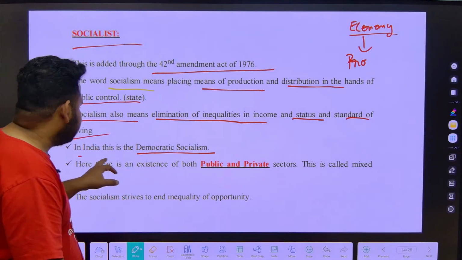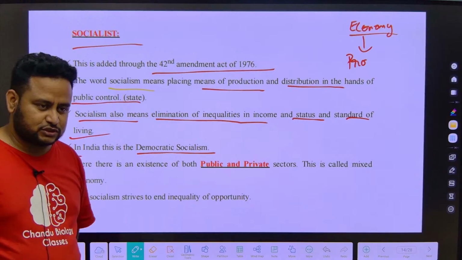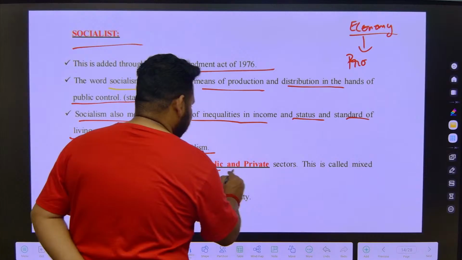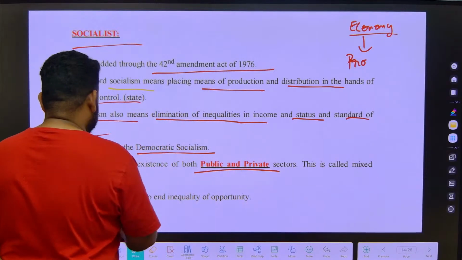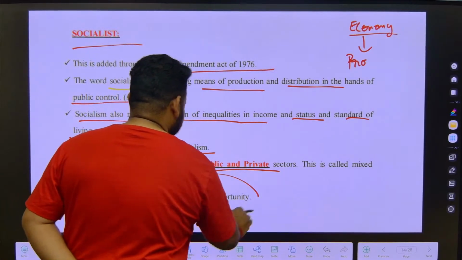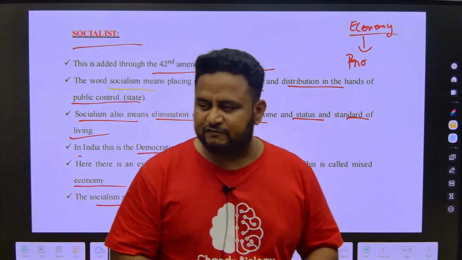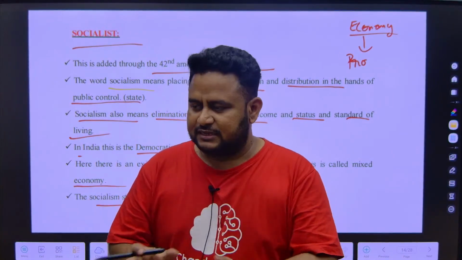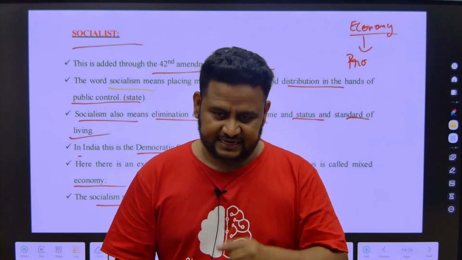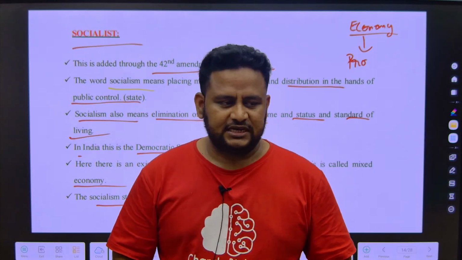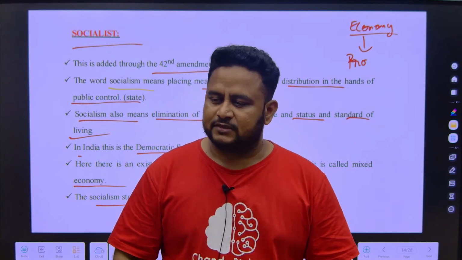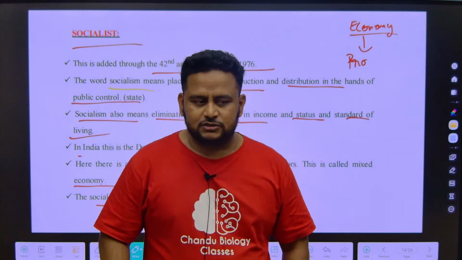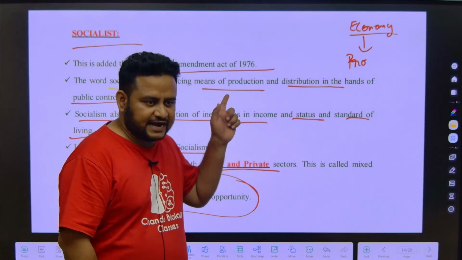So in India we have democratic socialism. If they ask what kind of socialism India has, it is democratic socialism. That means there is an existence of both public and private sectors. This is called a mixed economy. Socialism strives to end inequality of opportunity. The main aim of socialism is the welfare of the people, and there should be less inequality. There cannot be a situation where there is no inequality at all. Definitely there will be inequality, but it should be reduced. That is the meaning of socialism, and that word was added through the 42nd Amendment.